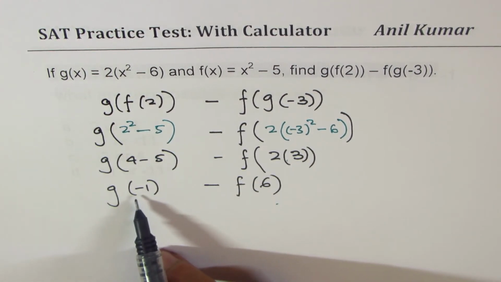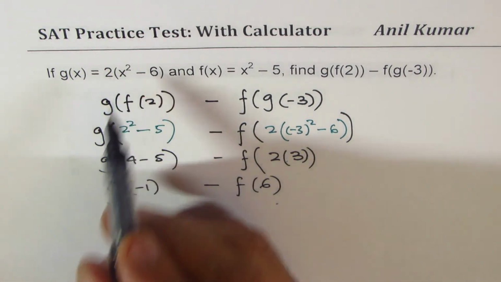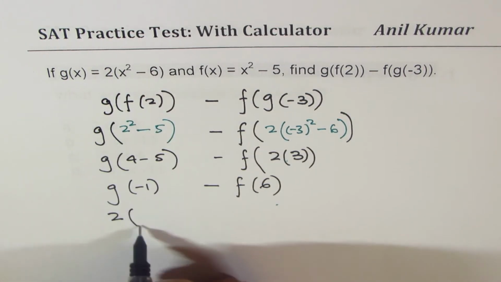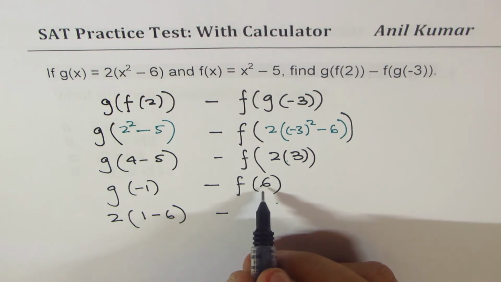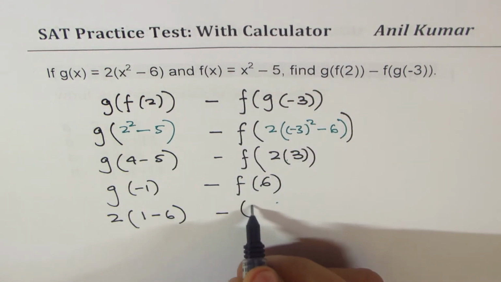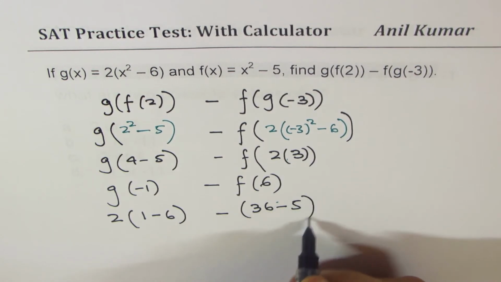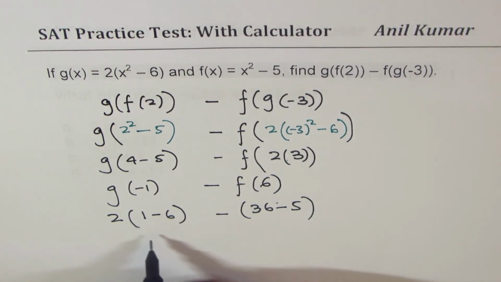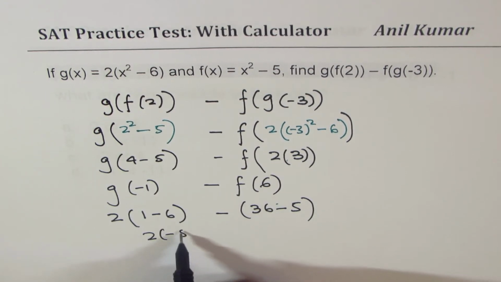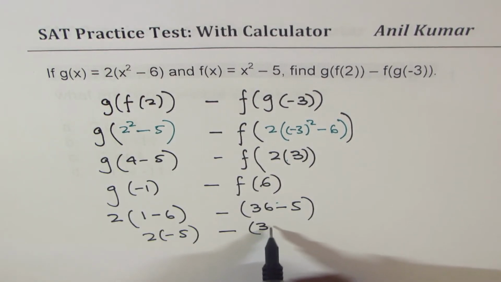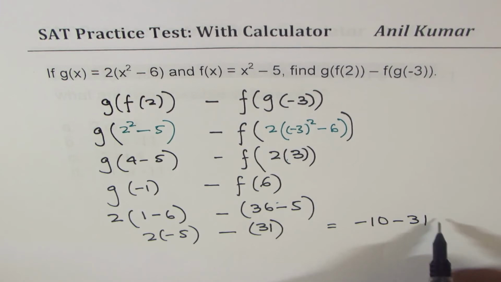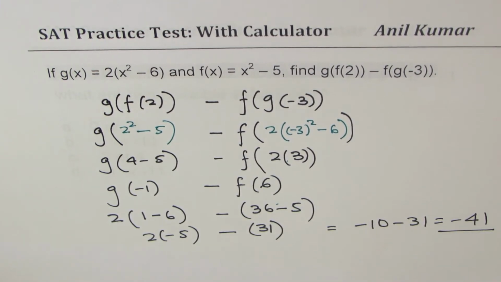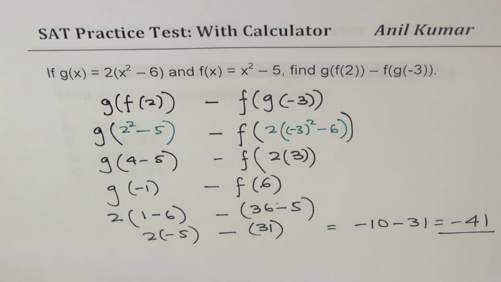Now g of minus 1 really means you have to substitute minus 1 for x. So we get 2 times minus 1 square is 1, minus 6, minus f of the value here. Square it, minus 5. Correct? So this is minus 10, which equals minus 10 minus 31, which is minus 41 for us. So that is how you can do it. With a calculator, you could have saved some time in this particular question.